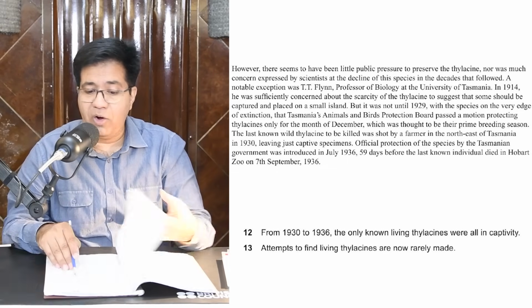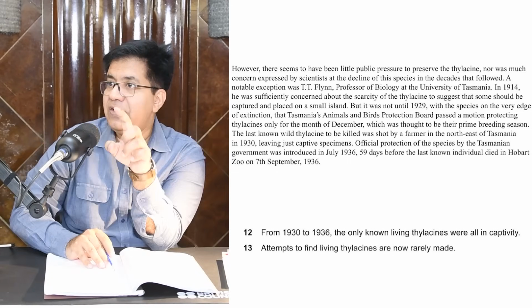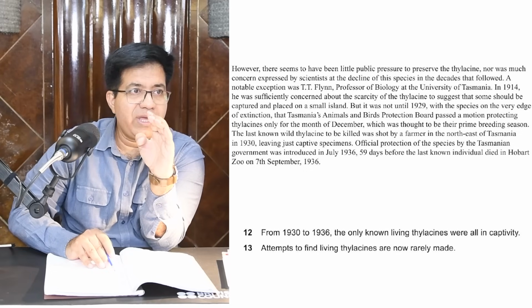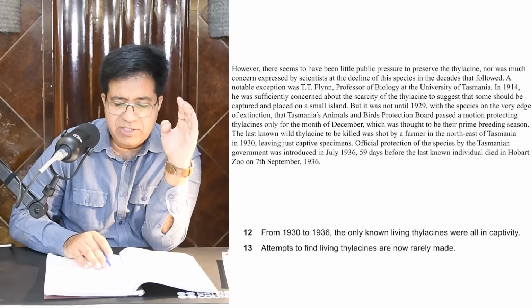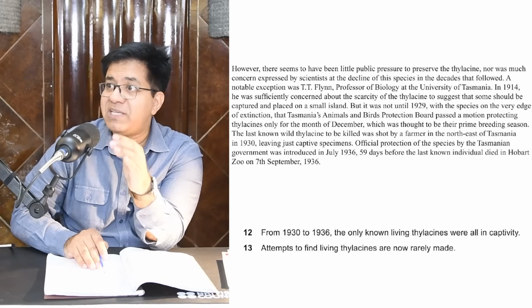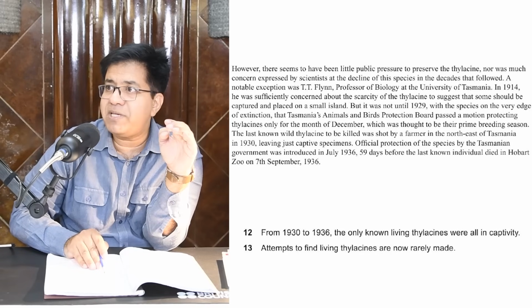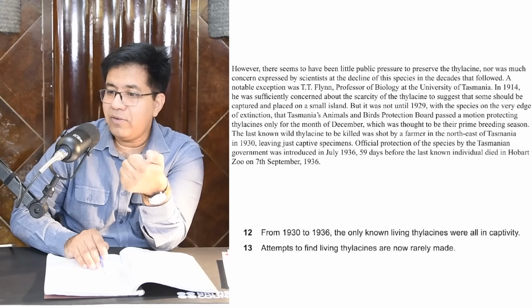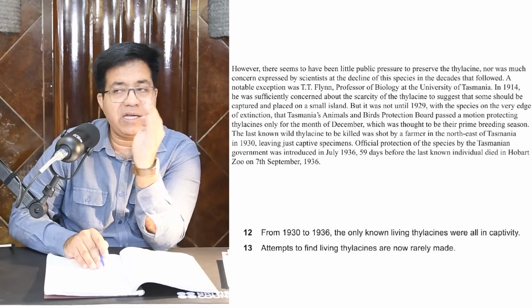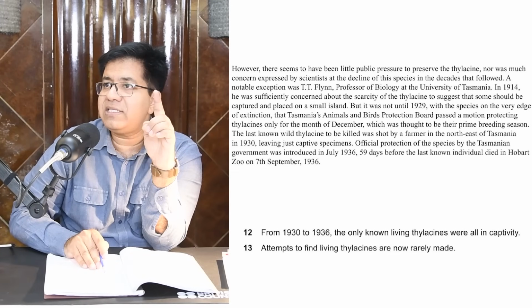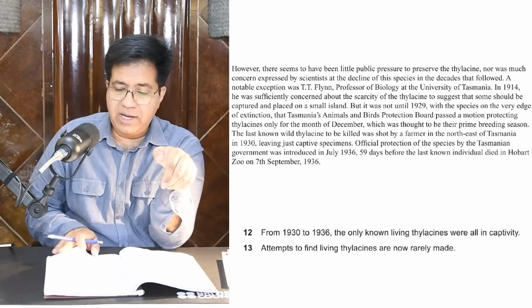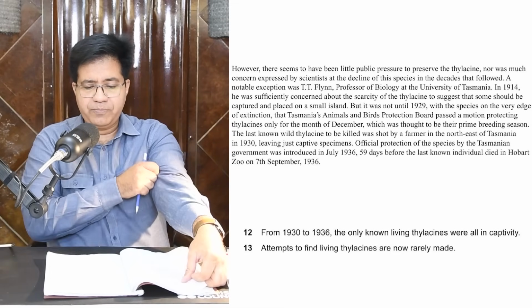Why true? Because in 1930, when a farmer killed the last thylacine in the forest, they say just leaving captive specimens. Leaving just captive specimens means few were left and they were in the zoo. So from 1930 to 1936, all the thylacines in the world were only those which were in the zoo. So the correct answer for that is true.